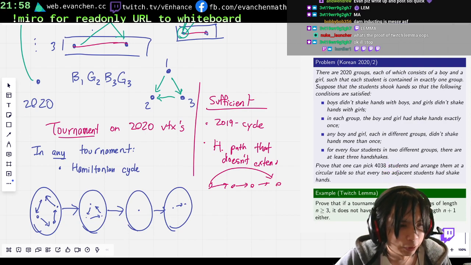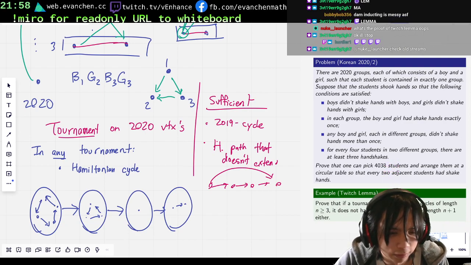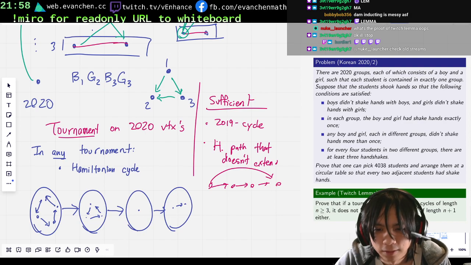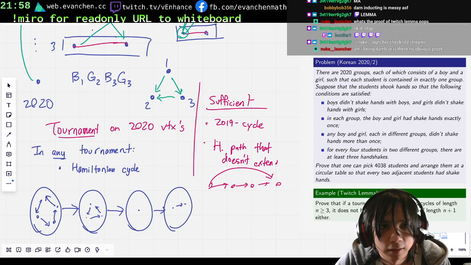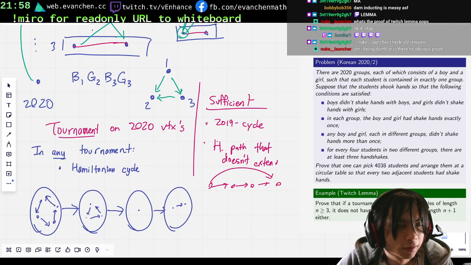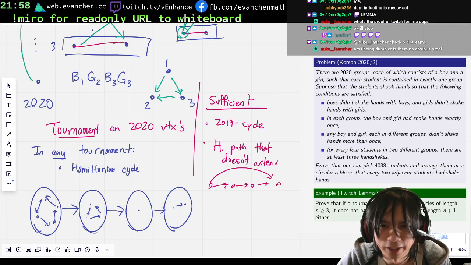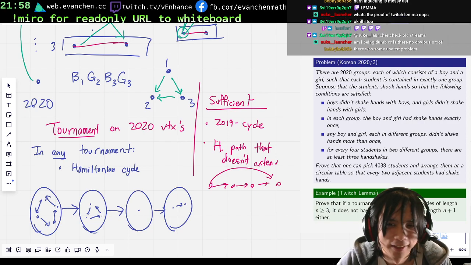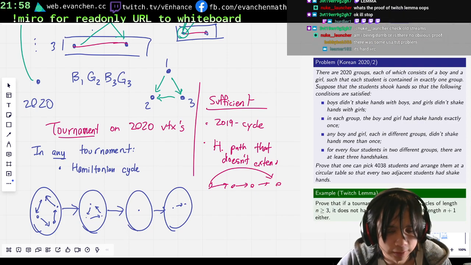What's the proof of the Twitch lemma? I guess I have to show you the proof of the Twitch lemma again. There is no obvious proof, I will give you that. It seems like if it's true, it should be easy to prove, and it's not. But the proof looks like this.